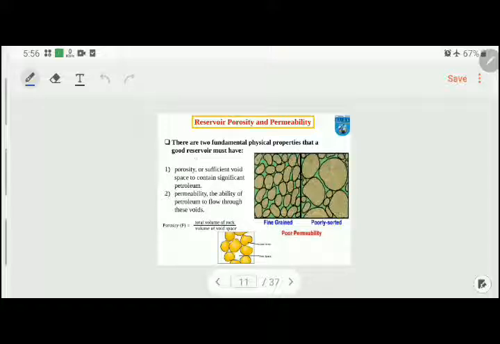Reservoir porosity and permeability. There are two fundamental physical properties that a good reservoir must have. Porosity, which is the first one, or sufficient void space, they call this sometimes the void space, to contain significant petroleum. And also the permeability, the ability of that rock to flow fluids through these voids or pores. There is an equation for this porosity, which is the volume of the void space to the total volume of that rock.